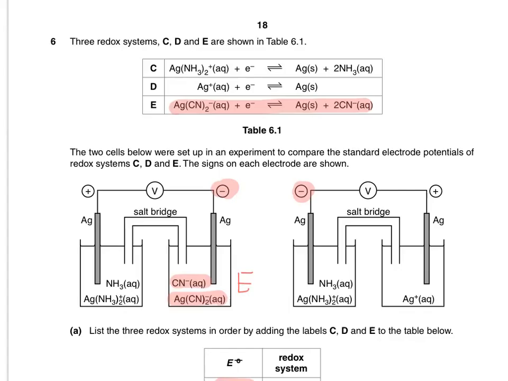And we can see that the other one is C. Over on the right hand side, we can see that also this one is C. And that this one over here is D.